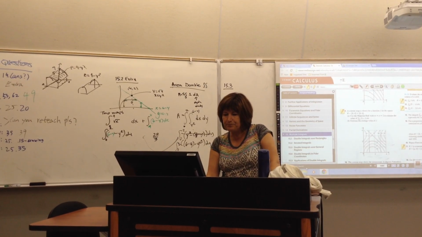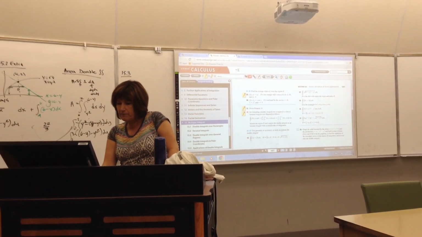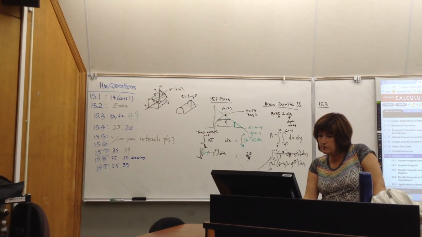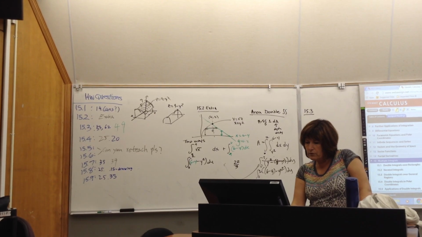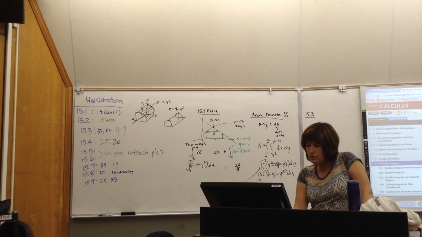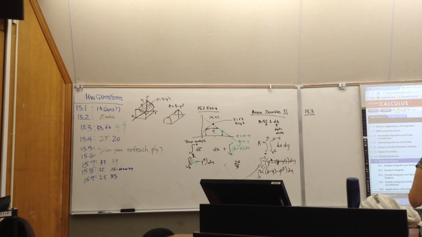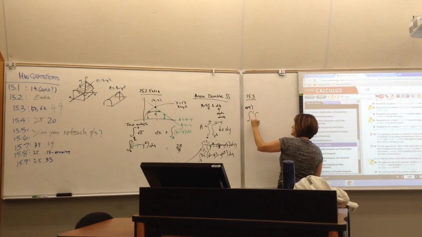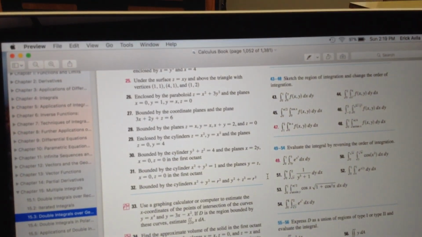Yeah, so, 49. Oops. Okay, so 49 is the double integral from 0 to 1, x from 3y to 3, of e to the x squared dx dy.